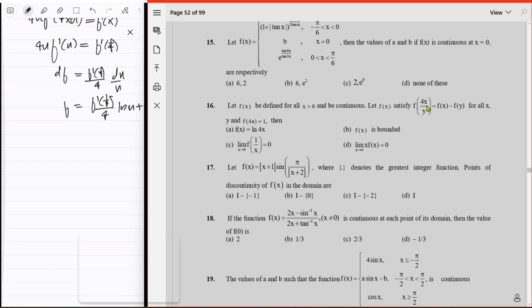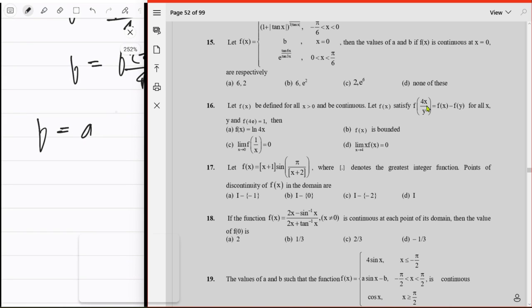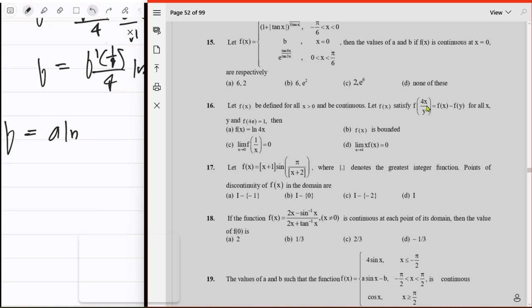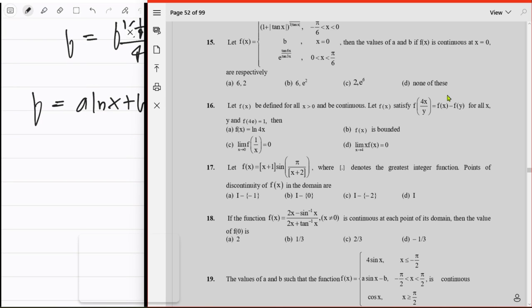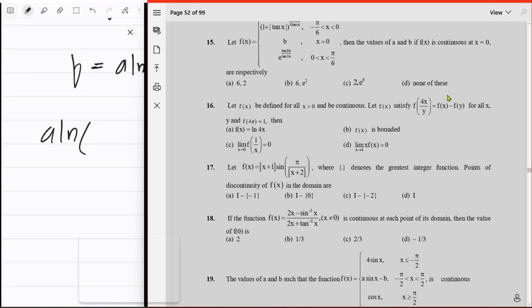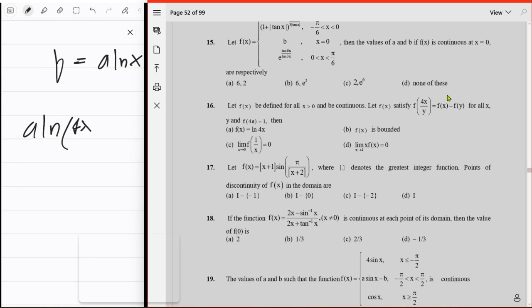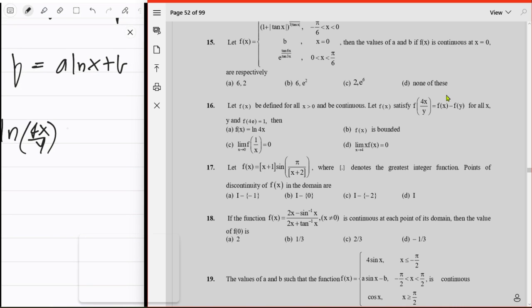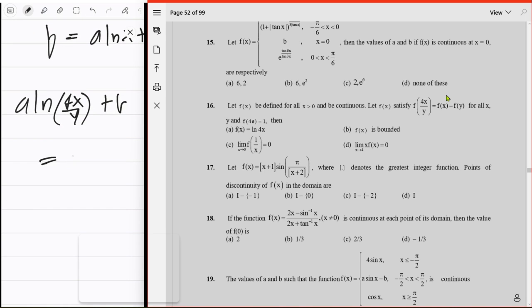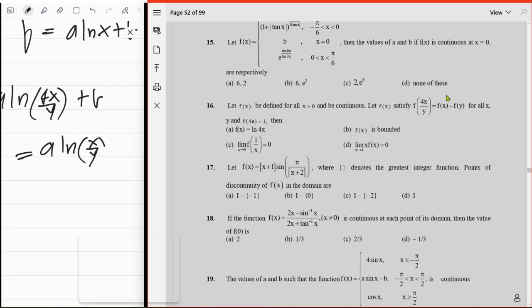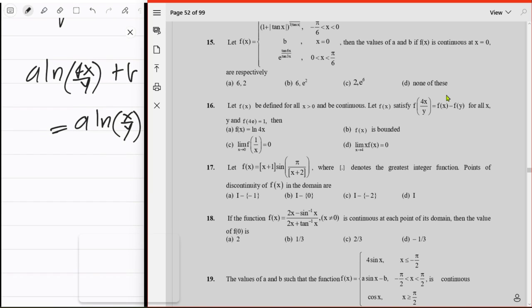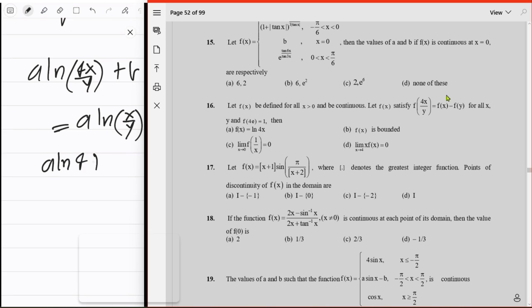Okay, awesome. So what you're seeing is f is of this form: a natural log of x plus b. Now let's put that in this thing and see what happens. So a natural log of 4x upon y, plus b is equal to a natural log of x upon y. That's very weird, which means that a natural log of 4 plus b is equal to 0, so b is just equal to negative a natural log of 4, right?